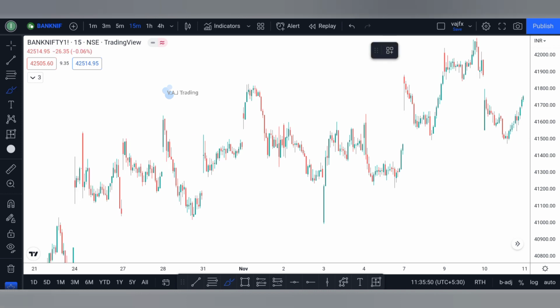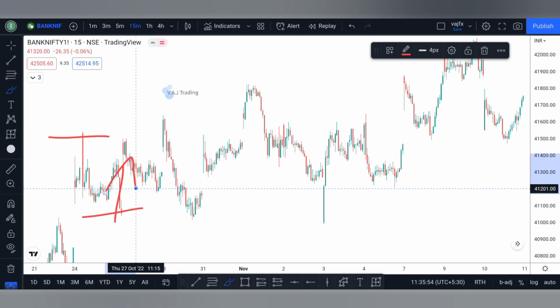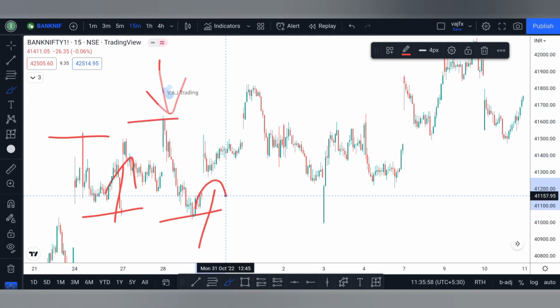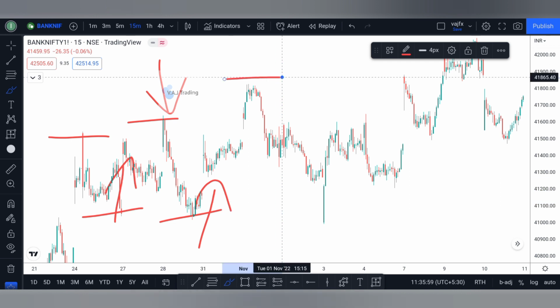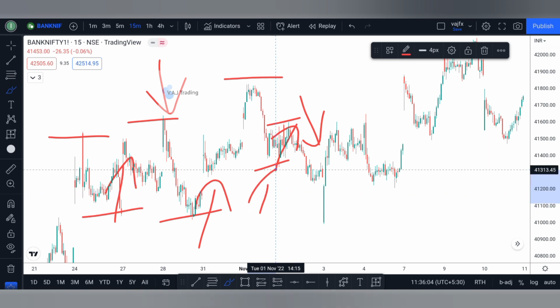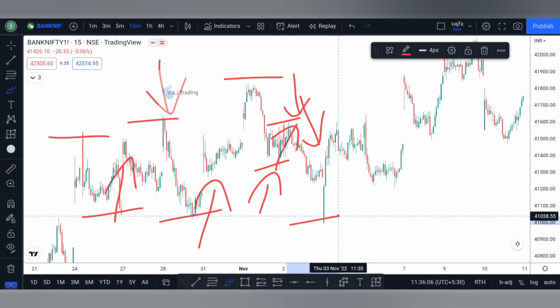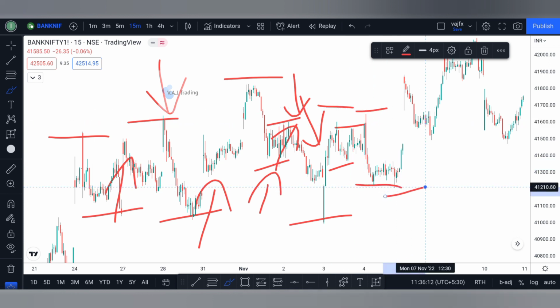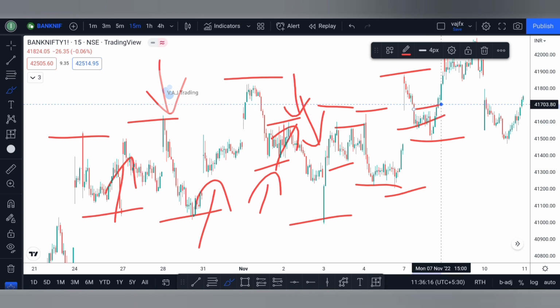Okay, so let's move on to this chart and I will show you supply and demand levels. So here, this is supply, this is demand because price went up. This is supply, price pushed down. This is demand, price went up. Here supply, here demand, and this is supply, and this is demand. This is supply, demand, supply, demand, supply, demand. This is also a demand level. This is also a supply level.